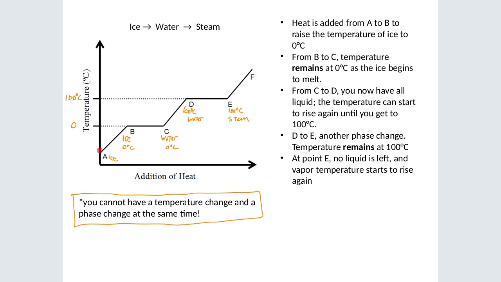And so again, each of these segments where you have a slope going up, those represent temperature changes. And where you have the flat lines here, those are going to represent phase changes. You can only have one or the other at a particular time. You can't have them both happening at the same time.